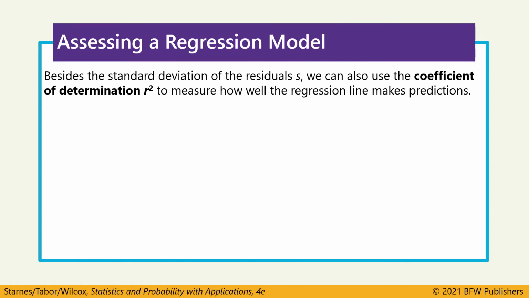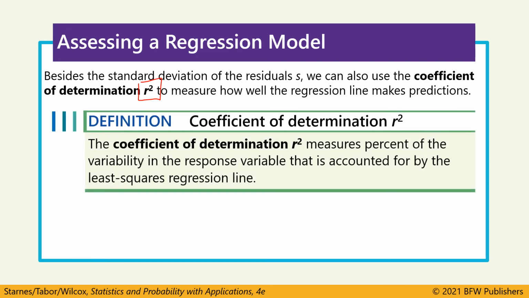The last thing that we're going to talk about when discussing how to assess a regression model is the coefficient of determination given by the variable r squared. And this is probably the most complicated of all the topics. To give a statistical definition of it, it measures the percent of variability in the response variable that is accounted for by our line of best fit.